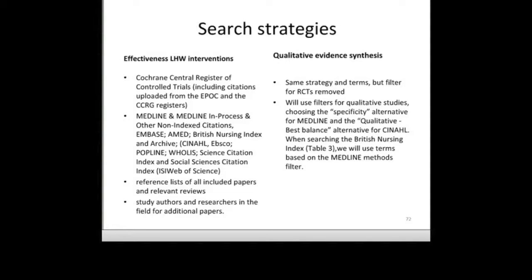As you can see, they actually captured a lot of databases here. The qualitative evidence synthesis used the same sort of databases, but the filters differed. So for retrieving the RCTs, a filter incorporated in PubMed or Medline was actually used. And for the qualitative review, they also filtered out only qualitative studies using pre-specified filters in these particular databases.